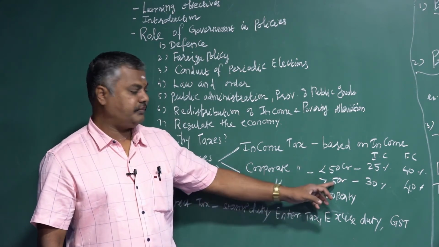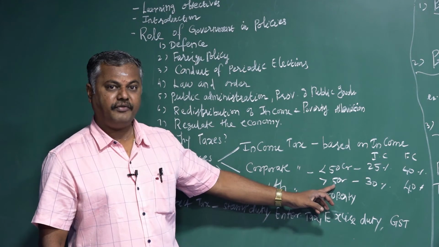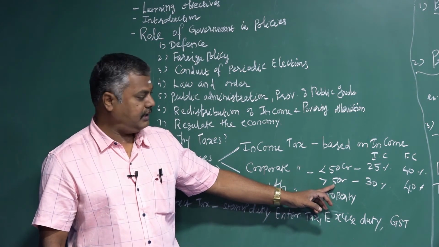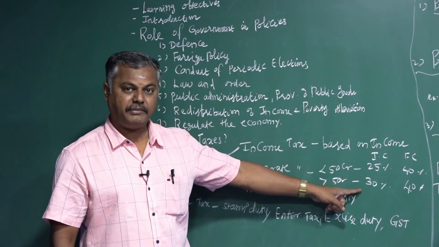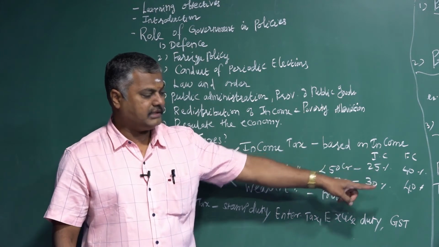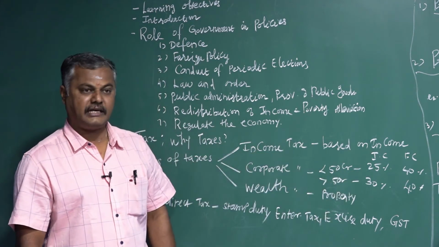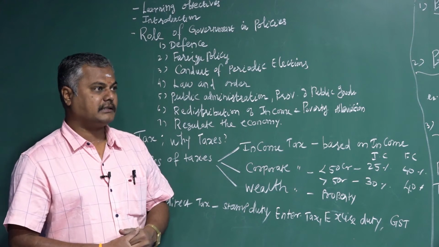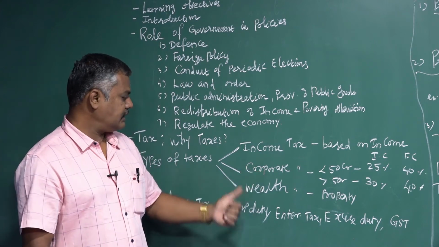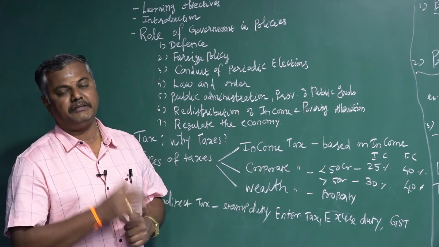And if the income of a company is more than 50 crore, then Indian companies must pay 30% tax, while foreign companies must pay 40% tax. That is called corporate tax. And the next one is wealth tax, which is nothing but the property tax.